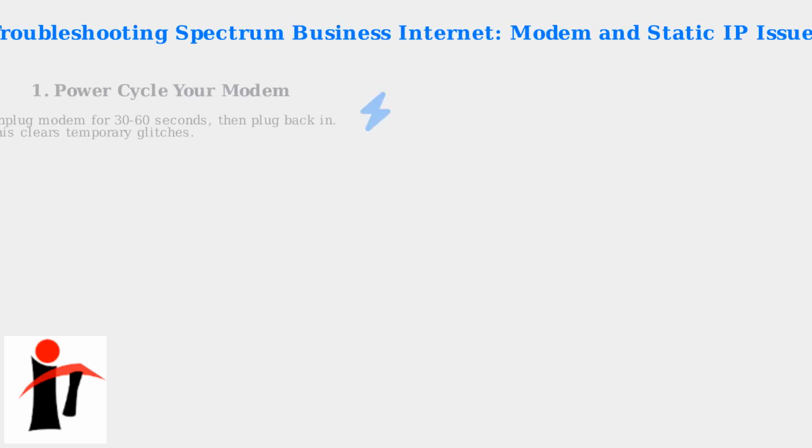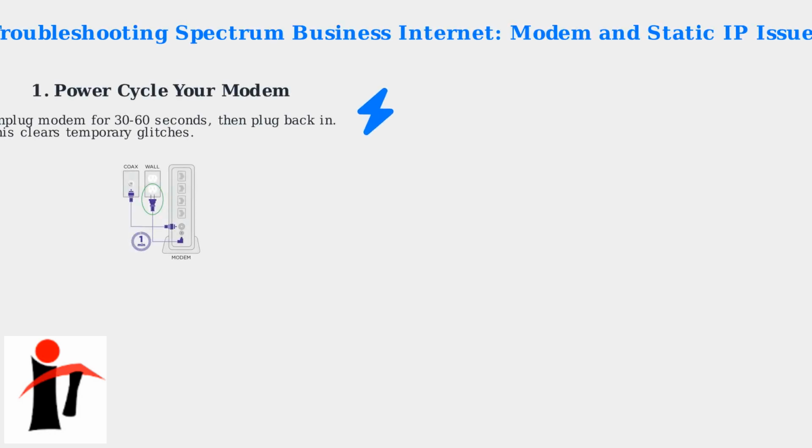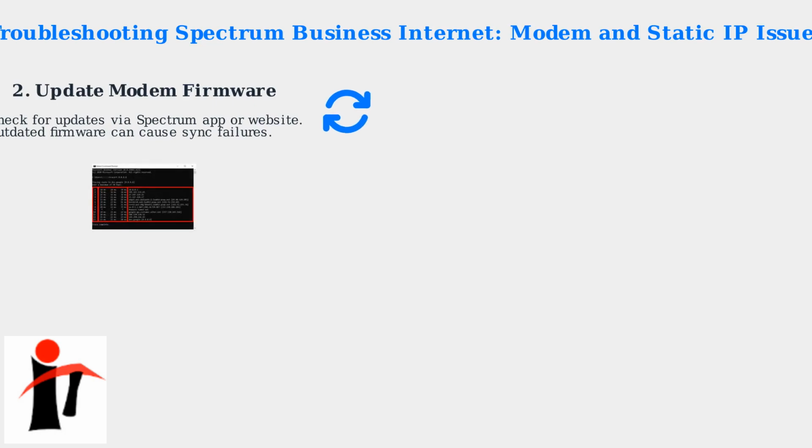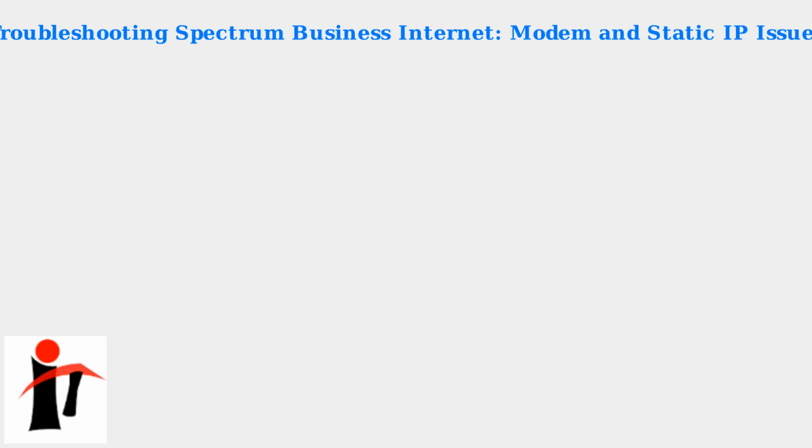Spectrum Business Internet not working? Let's focus on the two most common culprits, your modem and static IP configuration. First, power cycle your modem. Unplug it for 30 to 60 seconds, then plug it back in. This clears temporary glitches. Next, ensure your modem firmware is up to date via the Spectrum app or website. Outdated firmware can cause sync failures.